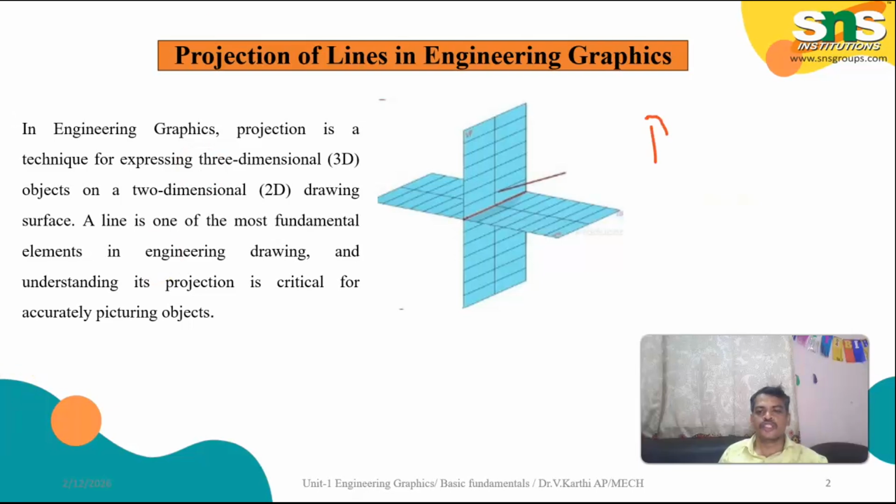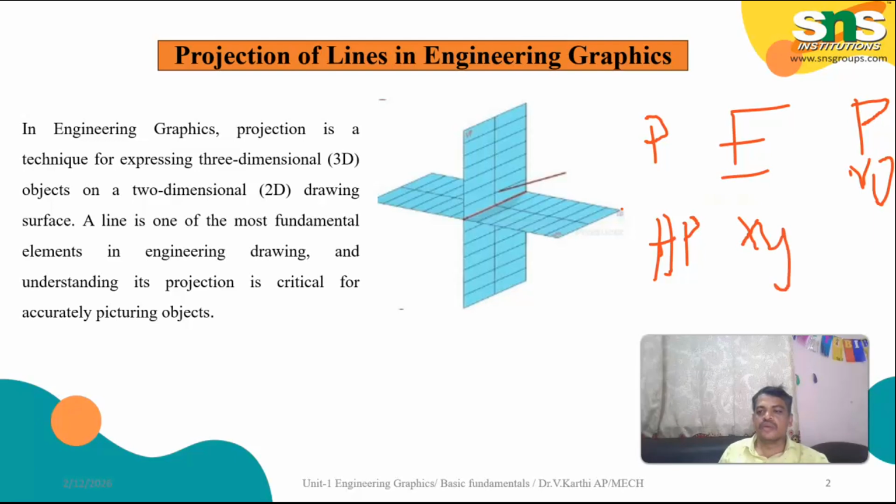Position of points: elevation, plan. First, above HP: elevation above XY, plan below XY. Below HP: elevation below XY, no plan.